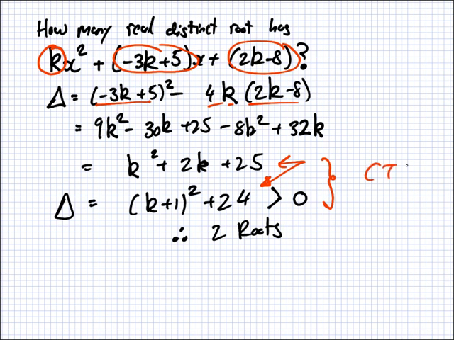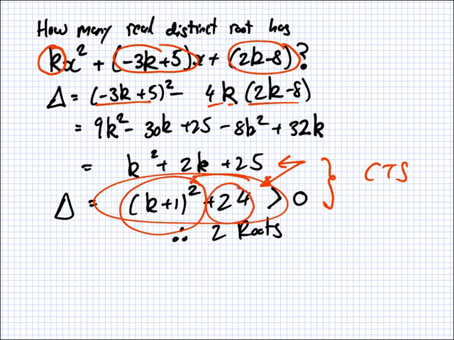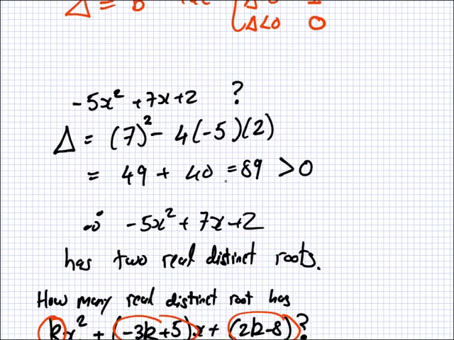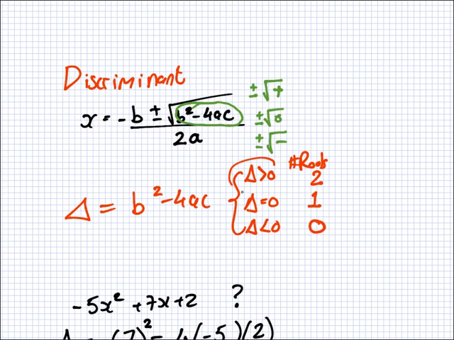Good, complete the square. So if you expand the discriminant and complete the square, you end up with this. And are you happy to see that that's a positive? Because this is square and this is 24. They're both positive, so the total is positive. So it means that the discriminant is positive. And if we go back to the start, we said a positive discriminant means 2 roots. So it has 2 roots.